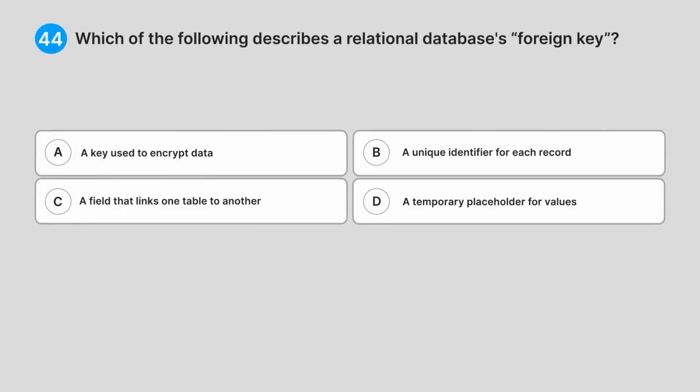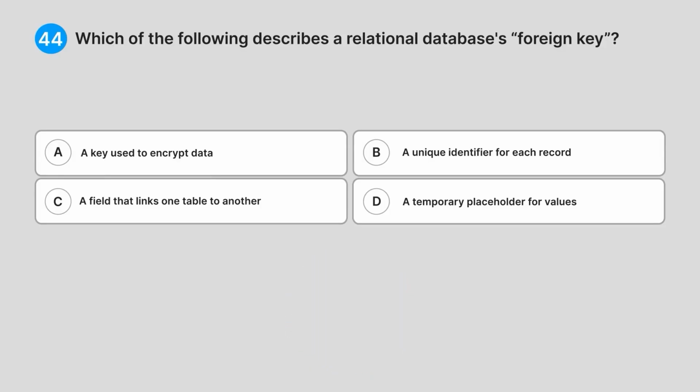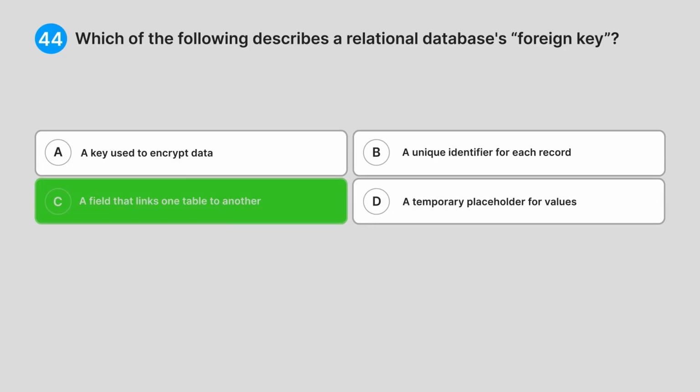44. Which of the following describes a relational database's foreign key? A. A key used to encrypt data. B. A unique identifier for each record. C. A field that links one table to another. D. A temporary placeholder for values. Do you know the answer? Correct answer, C. A field that links one table to another.